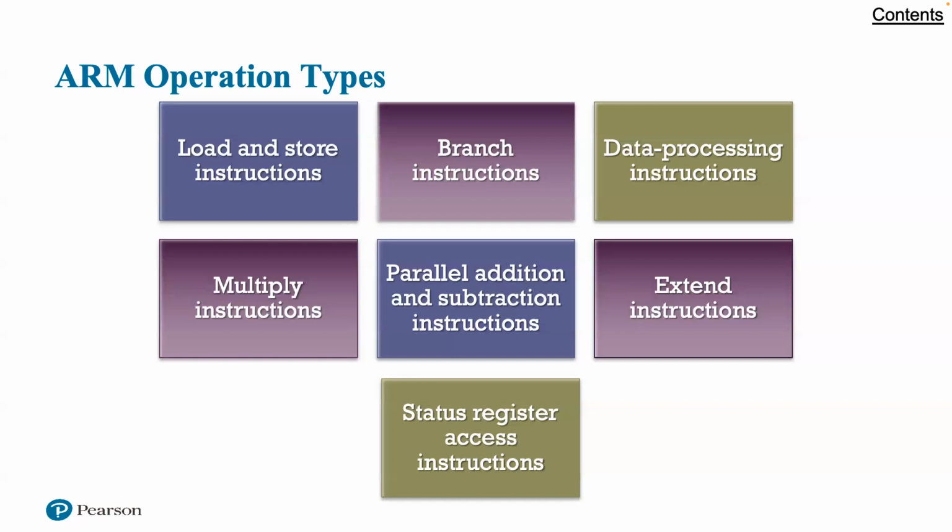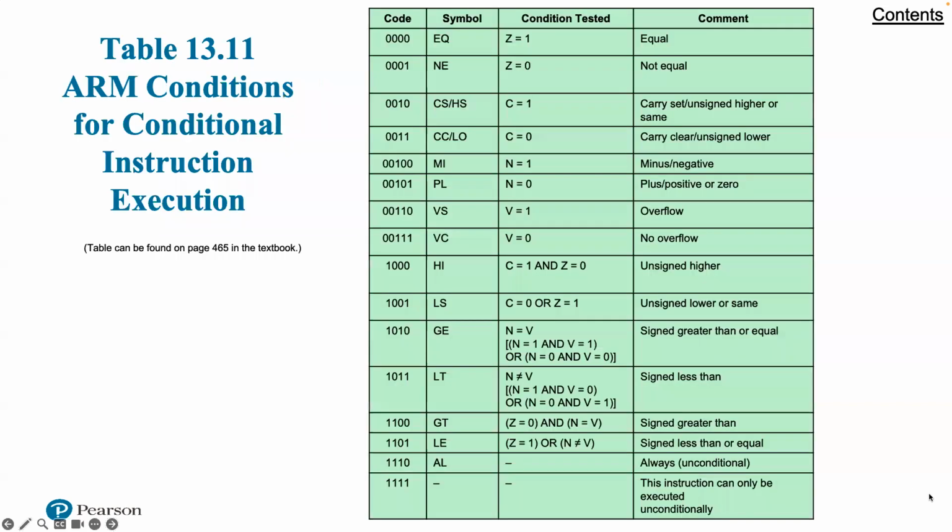Then there are the extend instructions. These are several instructions for unpacking data by sign or zero extending bytes to half words or words, and half words to words. And finally, there are status register access instructions. ARM provides the ability to read and also to write portions of the status register.